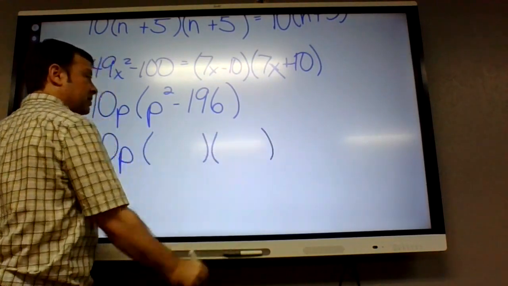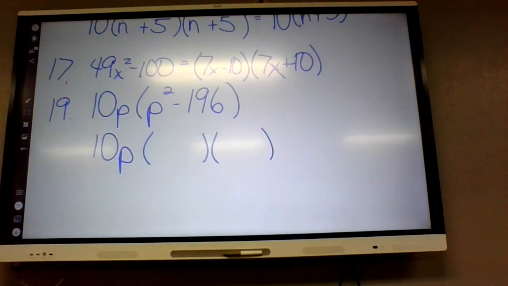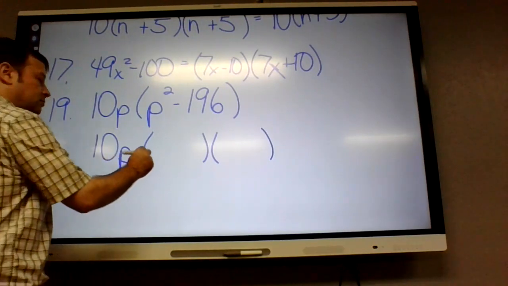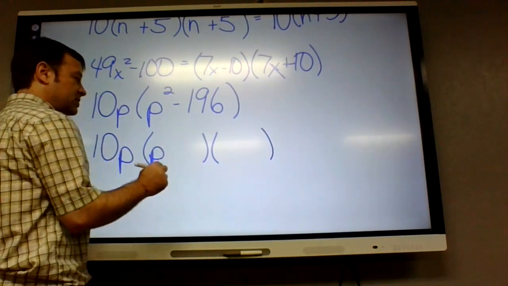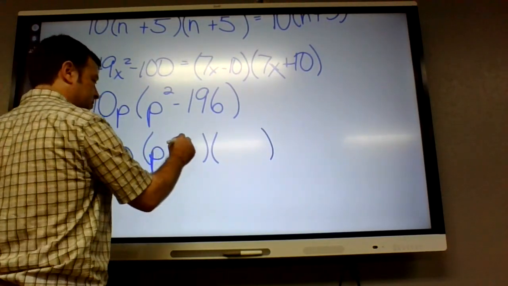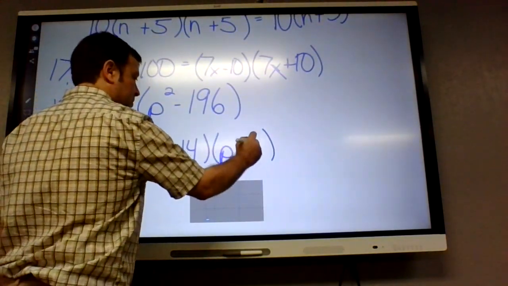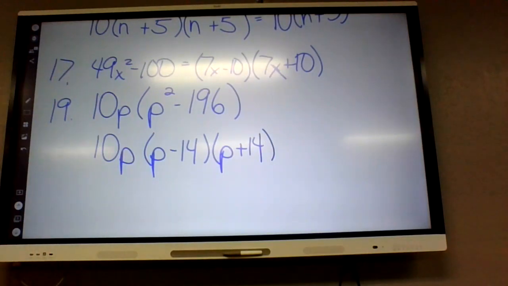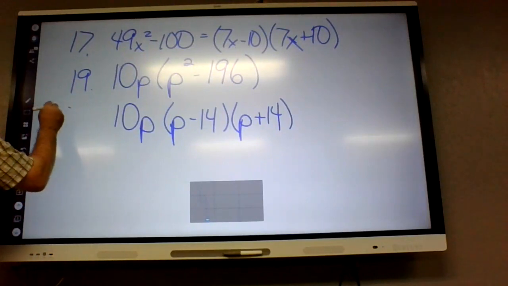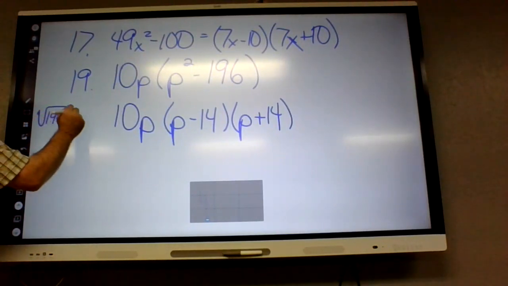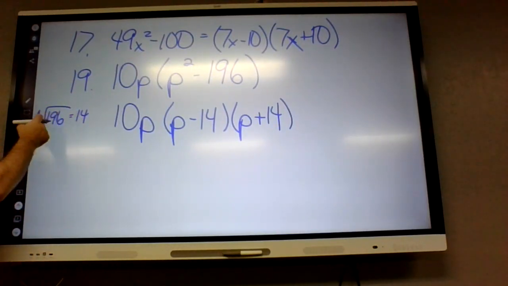I don't suppose anybody knows what goes into 196? Is it 13? That is 169. 14. This one is 14. Oh boy. But how would you do it on your calculator? How would you figure it out real quick? Square root of 196. Yeah, if you plug this in your calculator, that tells you what squared equals that.